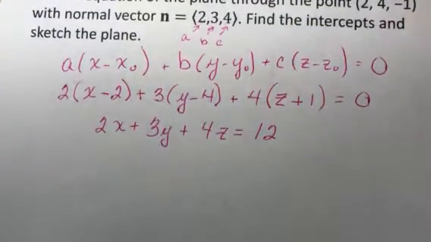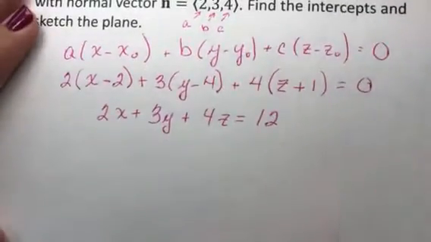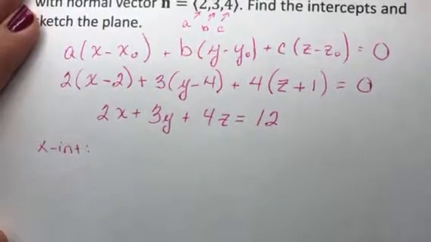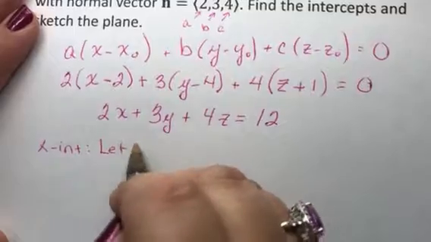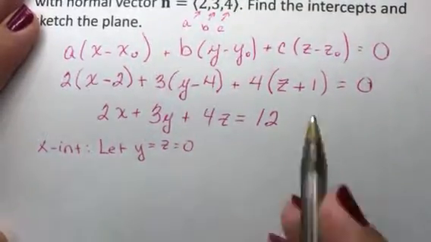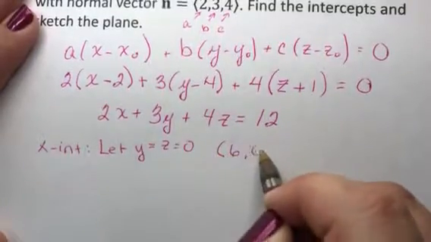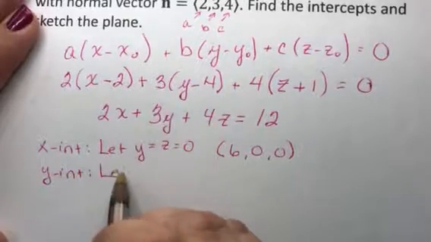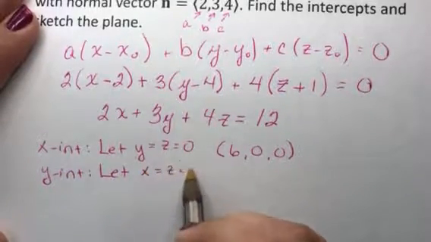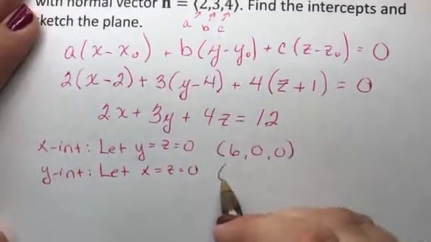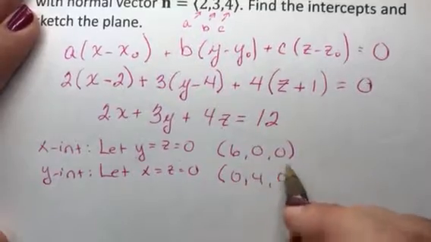Okay? Now, the next thing it asked me to do is find the intercepts. Well, we know how to do x-intercepts. So if I want to find the x-intercept, I need to let the others be 0. So let y and z be 0. Well, when y and z are 0, I find that x is 6. To find the y-intercept, I let the others be 0. All right? So if we let x and z be 0, we find the point 0, 4, 0.